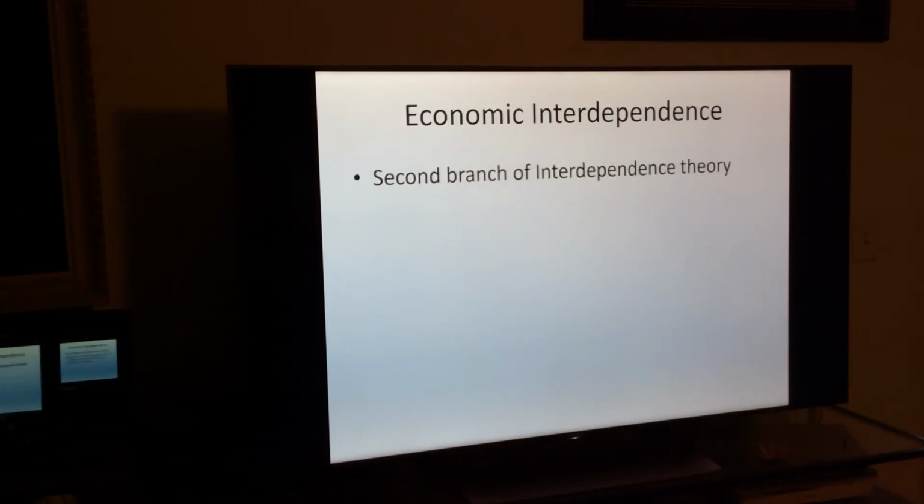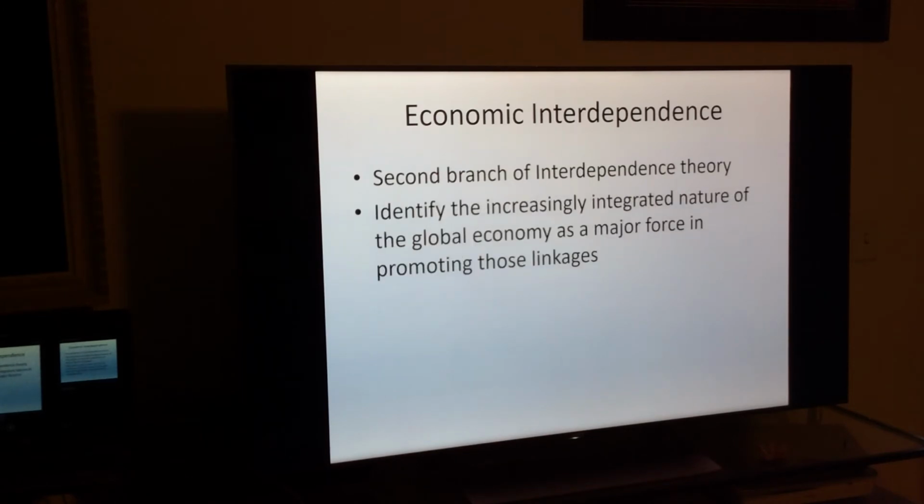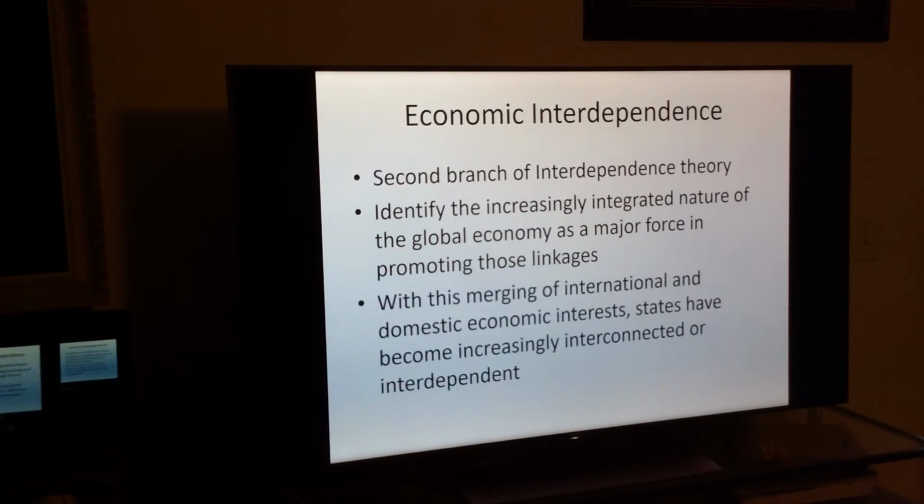So economic interdependence, the second branch of interdependence theory, identifies the increasingly integrated nature of the global economy as a major force in promoting those linkages. So you've heard of globalism. Well, this is economic interdependence. Companies go out around the world and build around the world, and they manufacture in one state, they bring parts from another state, the headquarters is in another state. These are known as multinational corporations. I think we'll go over that in a minute. With this merging of international and domestic economic interests, states have become increasingly interconnected and interdependent.